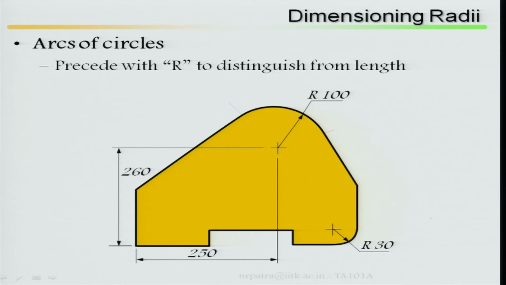Then arcs of circles are preceded with R to distinguish from the length. If you look here, this is your length, from this surface to this surface, that means this is your 250 mm. This is one arc, this is another arc. From the center point I have taken a line, R30, which means the radius of this arc is 30 mm. As I said earlier, the dimensions are in mm unless otherwise specified. Here similarly R equal to 100 means the radius of this arc is 100 mm.